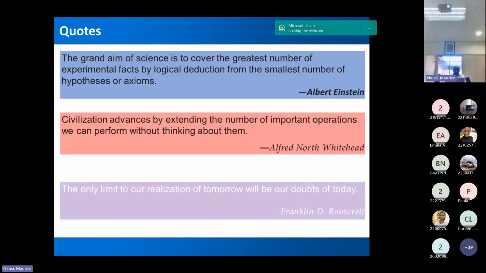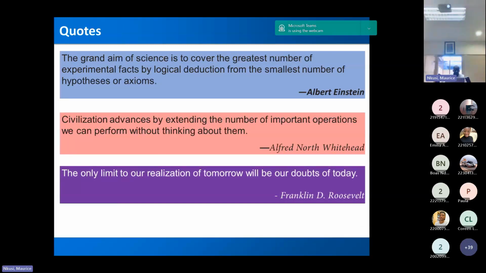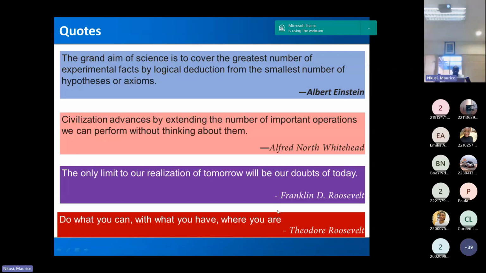Okay. The next one, very, very important: the only limit to our realization of tomorrow will be our doubts of today. This is very important to understand. So our future starts today. If we don't do things right today, things will remain wrong tomorrow. This is something very important for us students and professionals, and something else very critical for a student, for a professional.